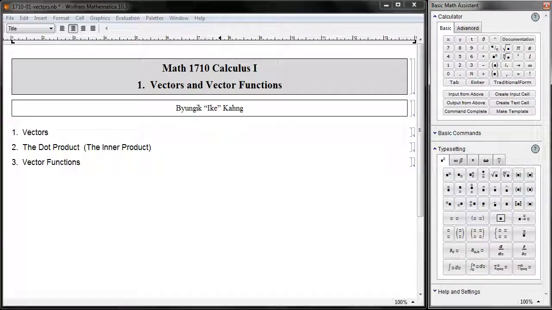Chapter 1 of Stewart's Calculus Early Vectors is Vectors and Vector Functions. In this chapter, we have to talk about vector quantities in general, the algebra of vectors, and finally vector functions. Now, what exactly is a vector quantity?